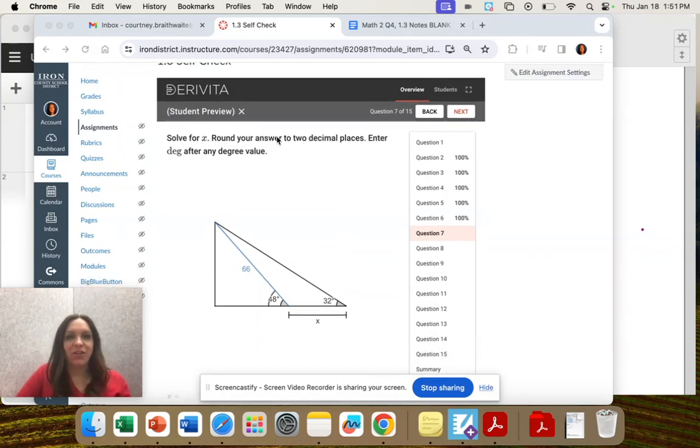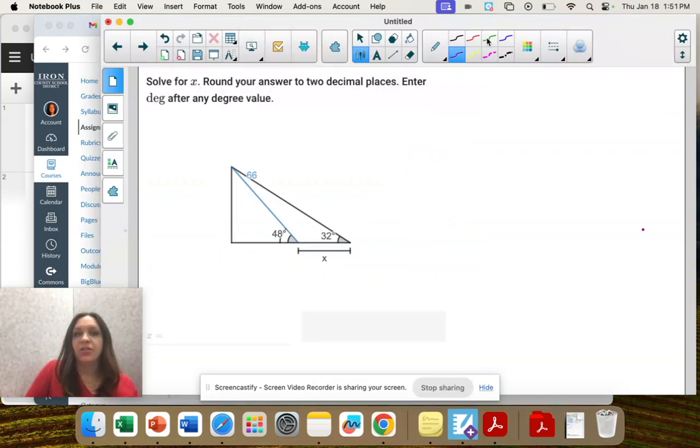Question 7, solve for x, round your answer to 2 decimal places, and then enter degree after any degree value. I hate that it says that because we're solving for a side. If you enter degree, it'll mark it wrong. So you got to know if you're solving for a side or an angle.